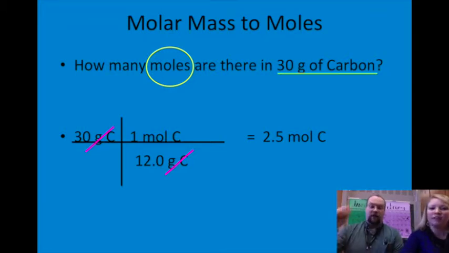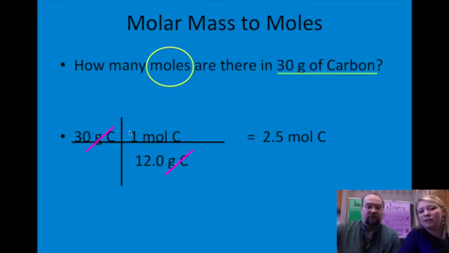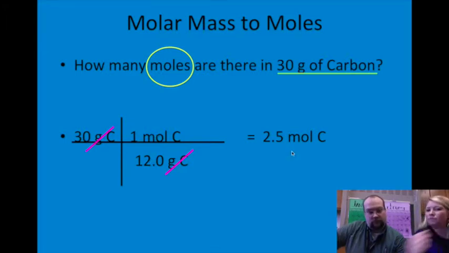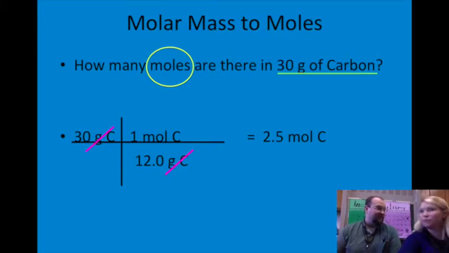Okay, so you can see my pink line here is crossing out the units that are the same. And what I'm left with is moles of carbon, and guess what I circled? Moles. Then I'm going to multiply across the top and divide by what's in the bottom to give me 2.5. So 30 divided by 12 is 2.5. Pretty easy, right?